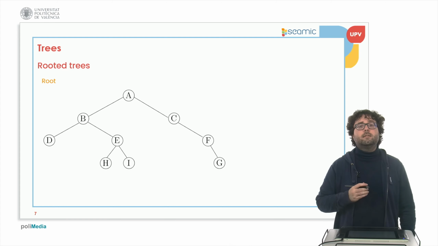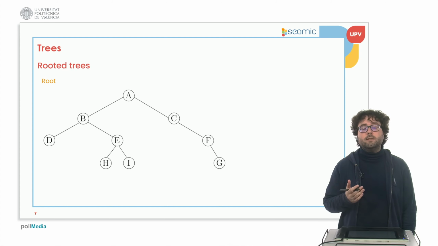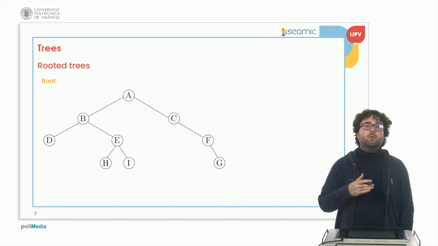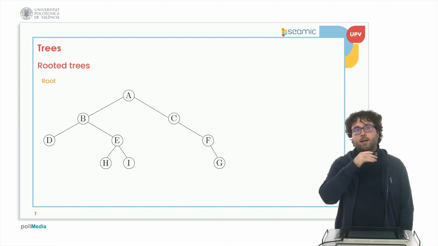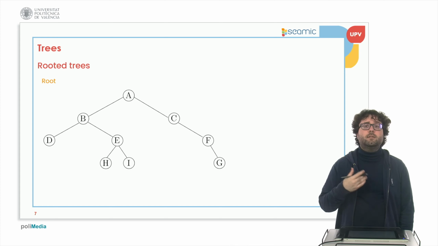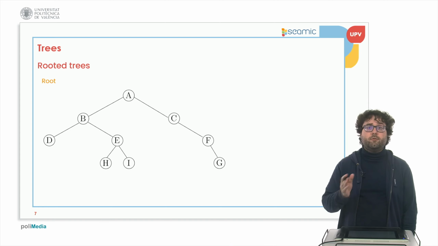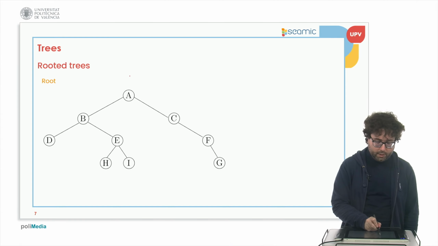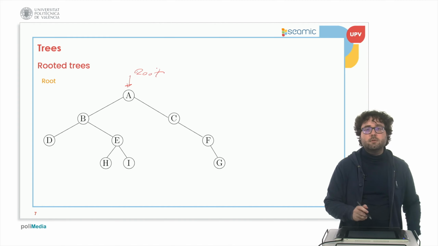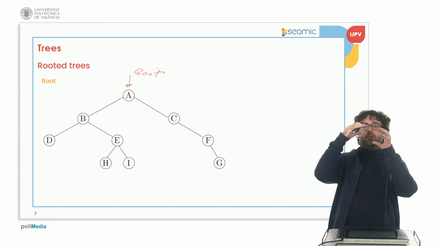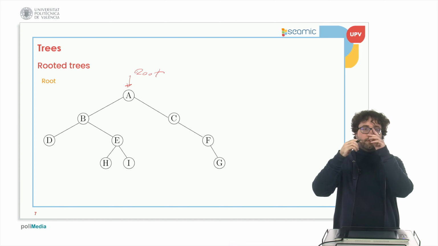The next trees are rooted trees, which are the ones that we're going to be working with from now on. And rooted trees have different properties. The first one, which also gives its name, is the concept of the root. That means we have a special node which is called the root, and it's like the first node which starts the tree.